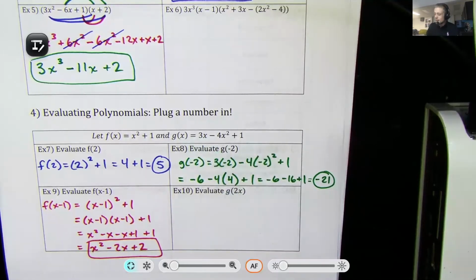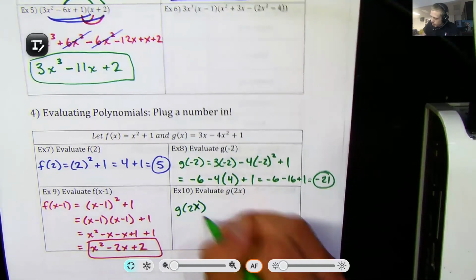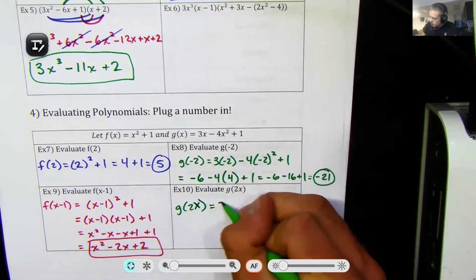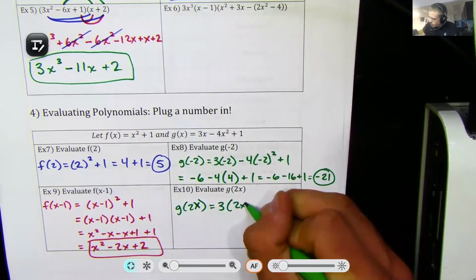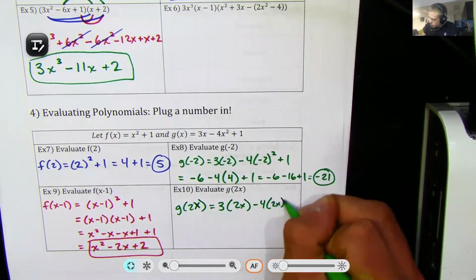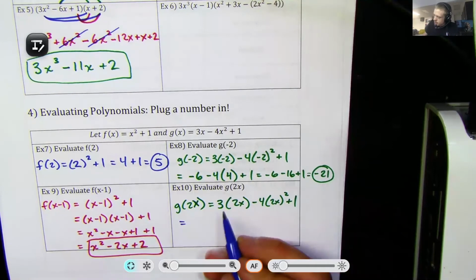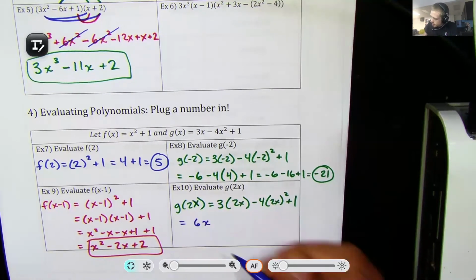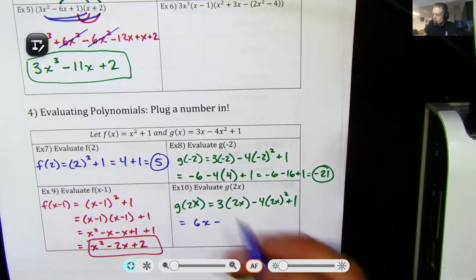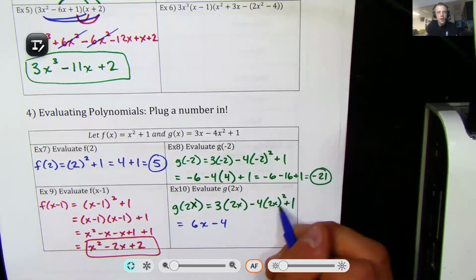our g of x. So g of 2x is equal to 3 times 2x minus 4 times 2x squared plus 1. Took the x's and replaced them with 2x. Well, when I do that, I'm going to get 6x minus, so be careful here. I do want you to always show your work because you can kind of get into a trap here.